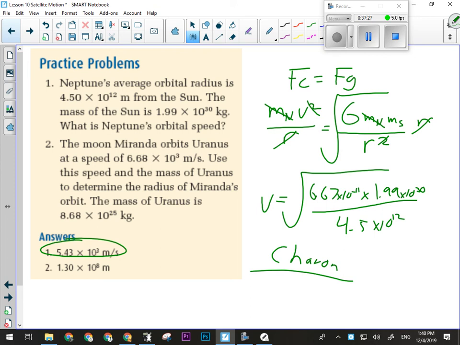All right, so try question number 2 about Uranus's moon, Miranda. It is orbiting at 6.68 times 10 to the 3 meters per second. Uranus has a mass of 8.68 times 10 to the 25 kilograms. You need to find the orbital radius of Miranda's orbit. I'll give you a few minutes on that one.